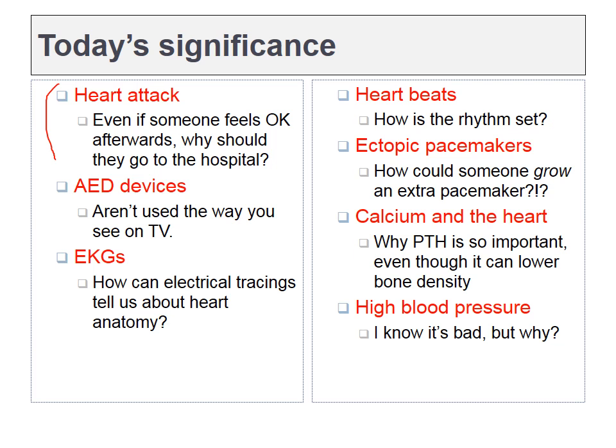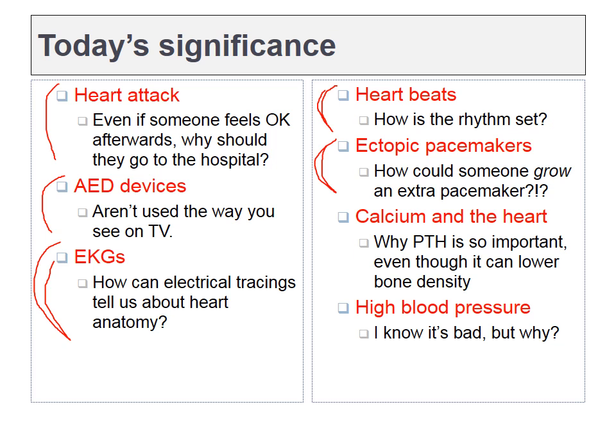We'll talk about a couple of devices that might be used at the hospital, including an AED and how these are misused on TV all the time. We'll also talk about the EKG machines and discuss what they tell us about heart function. We'll talk about how the heart sets its own rhythm and how we might develop an ectopic pacemaker, a second pacemaker that can set an alternate rhythm.